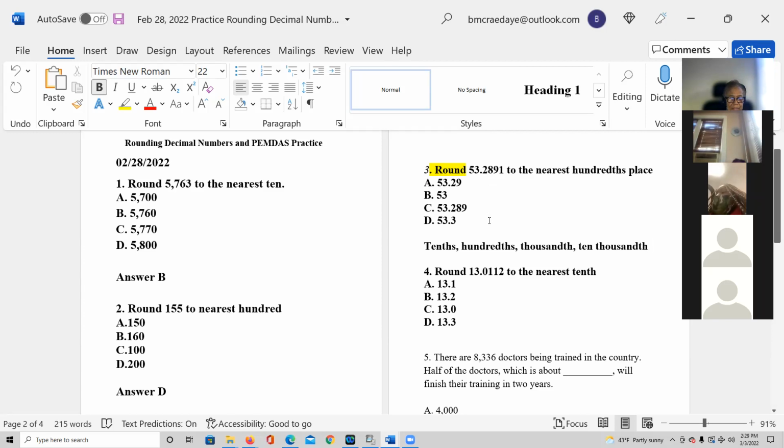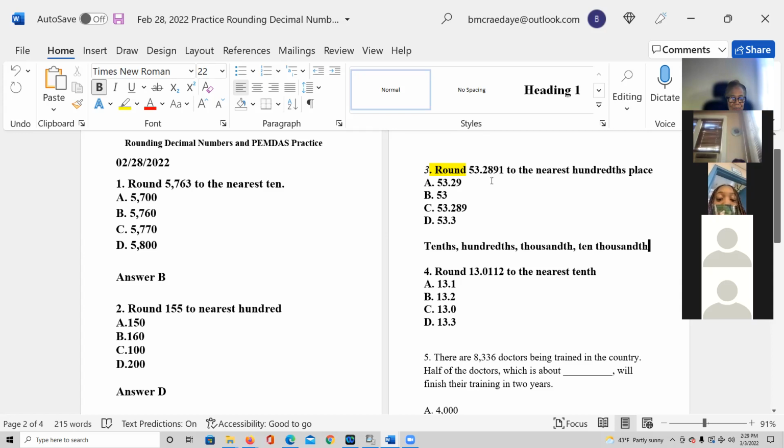What digit represents the hundredth place, Maureen? The second one, the 8. The 8, that's right. Very good. That's the hundredth. Now, the number that determines how to round is the number right next to the 8 at the right. That's the 9. That's 5 or greater, right? So that means we bump this up. So what does that become, Maureen?